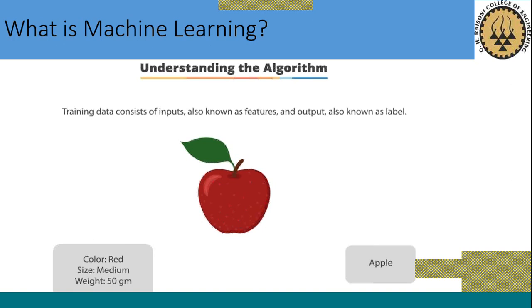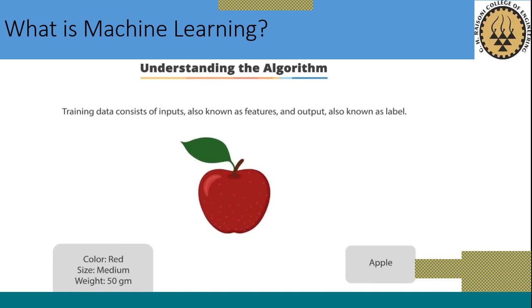Here you can see there is one red apple. So what features are we considering from this image? I found three features. First, the color. Second, the size. And third, the weight. So its color is red, its size is medium, and the weight is 50 grams.